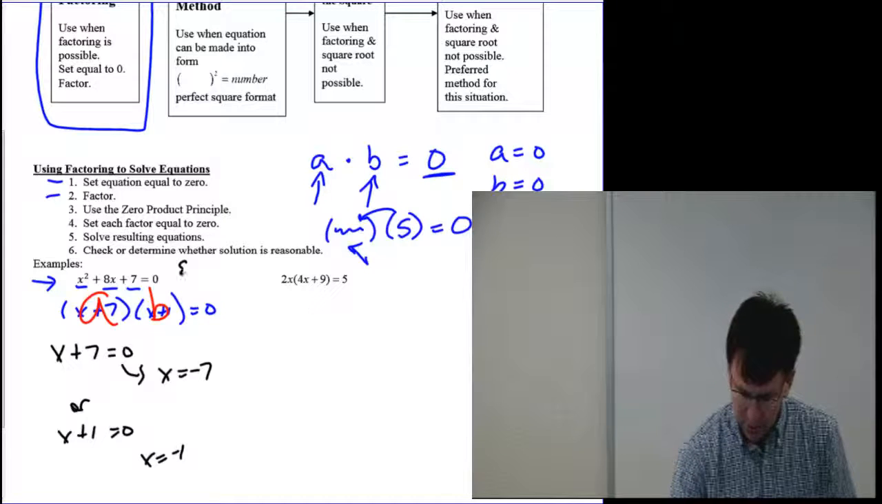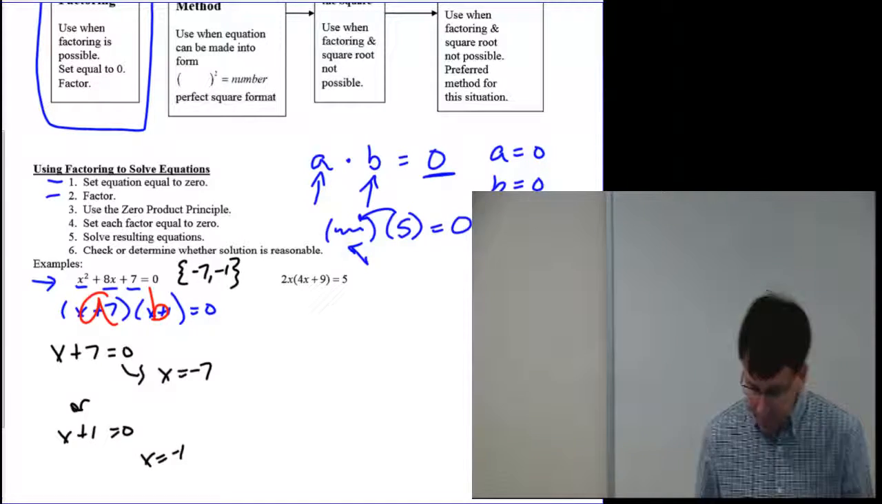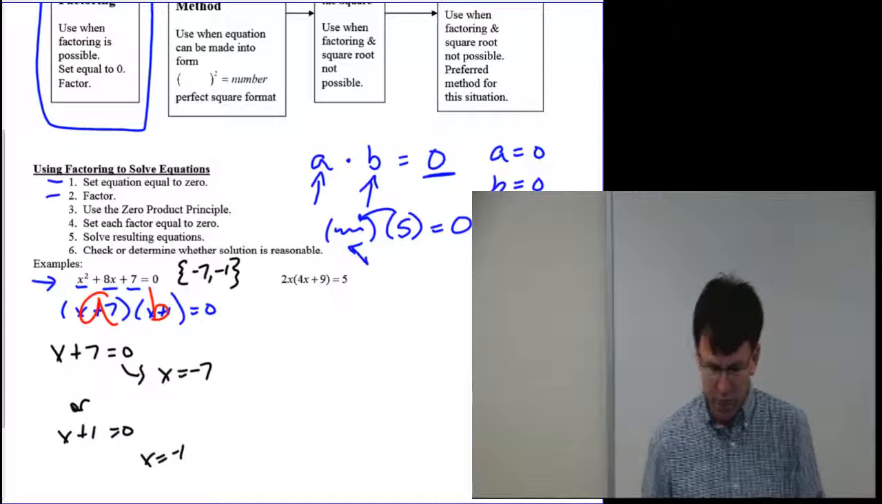So I end up with a solution for this problem that is -7, -1. And I can check my answer by plugging it in, or I could use the back of the book if it was available to me so I can move on quickly.